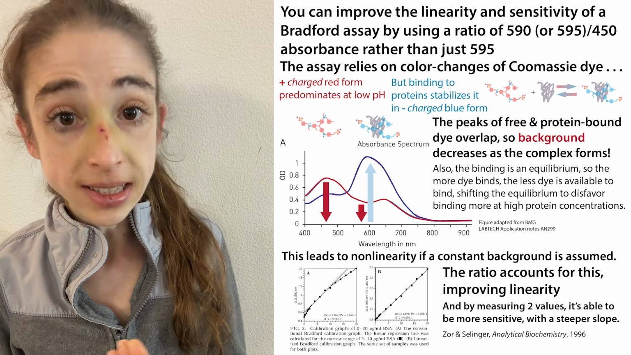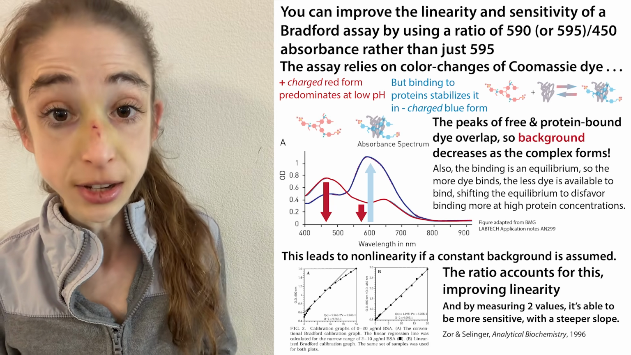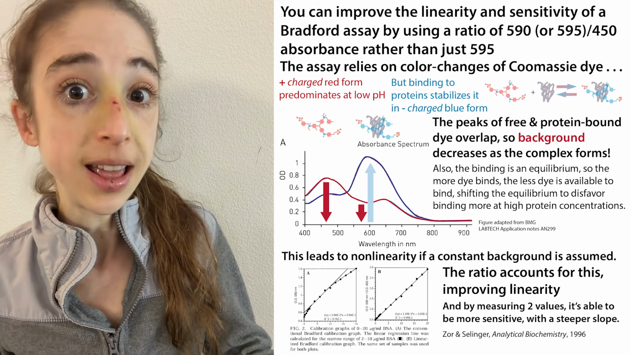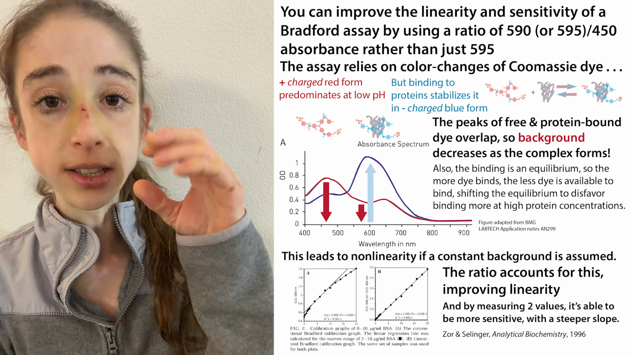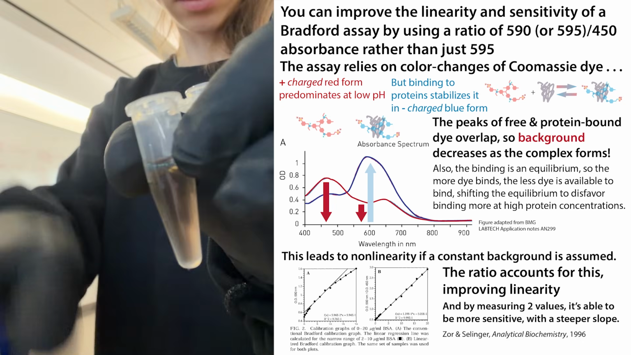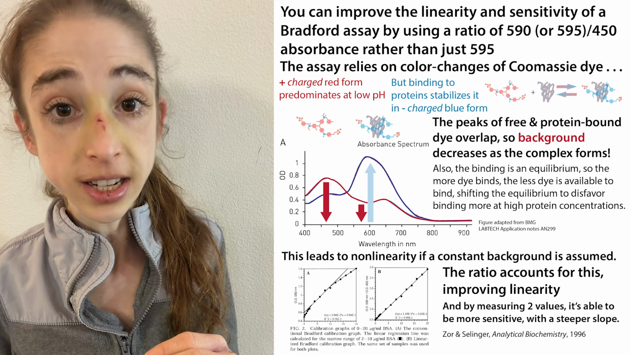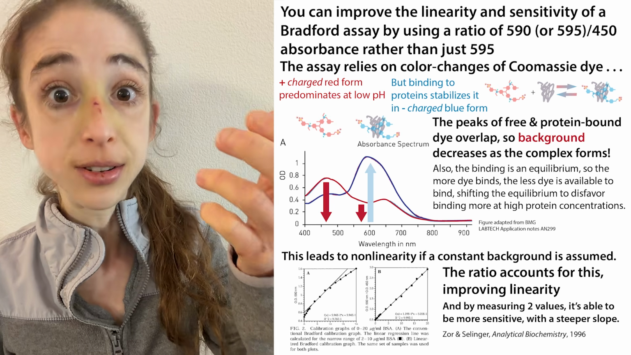It uses Coomassie Brilliant Blue dye, the dye that you use to stain proteins in your gel; we use it here as well. The way that it works is that this dye has multiple forms, and it has this form that is red colored that is going to predominate under acidic conditions. And these conditions are acidic under a Bradford assay.